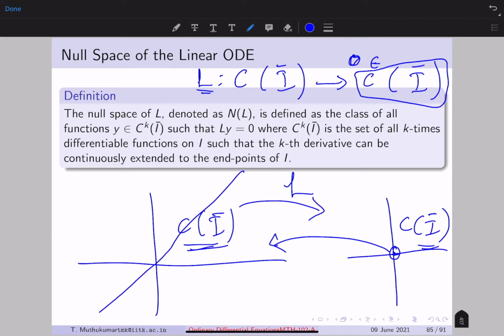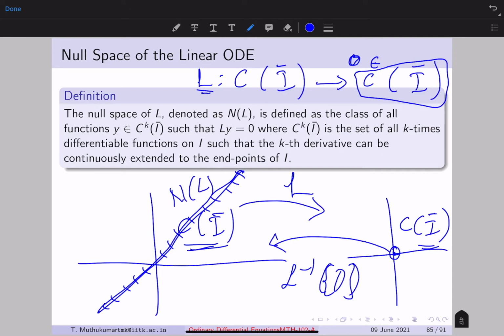Let's say this line, whatever I've highlighted here, this line. This is the inverse image. This is L inverse of 0. Now that is the null space of L.